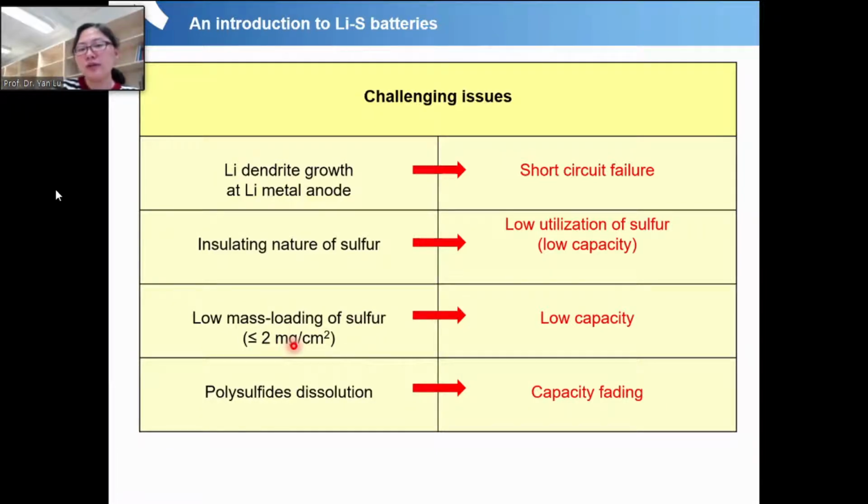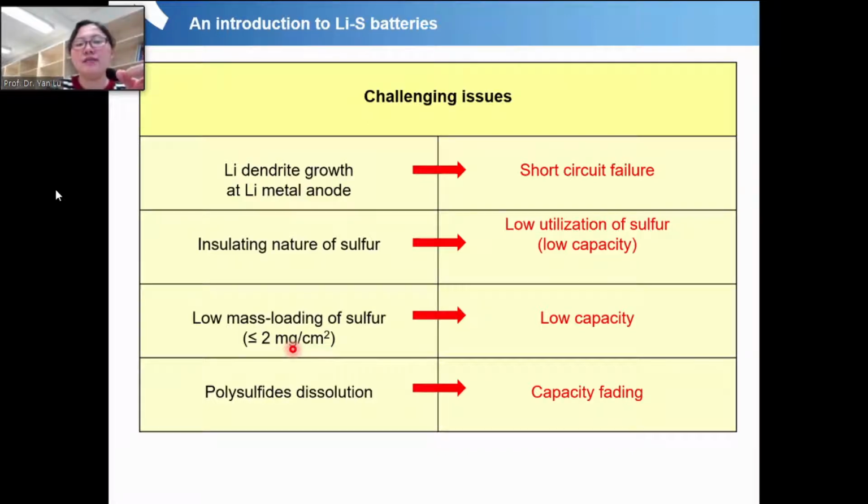And also for the sulfur loading, in the moment, the typical sulfur loading amount is around 2 milligrams per square centimeter. This square centimeter is the surface area of your battery. So when we talk about the coin cell, it's typically 1 square centimeter of surface area, and normally you have like 2 milligrams. So the amount of sulfur loaded in this battery is also quite low.